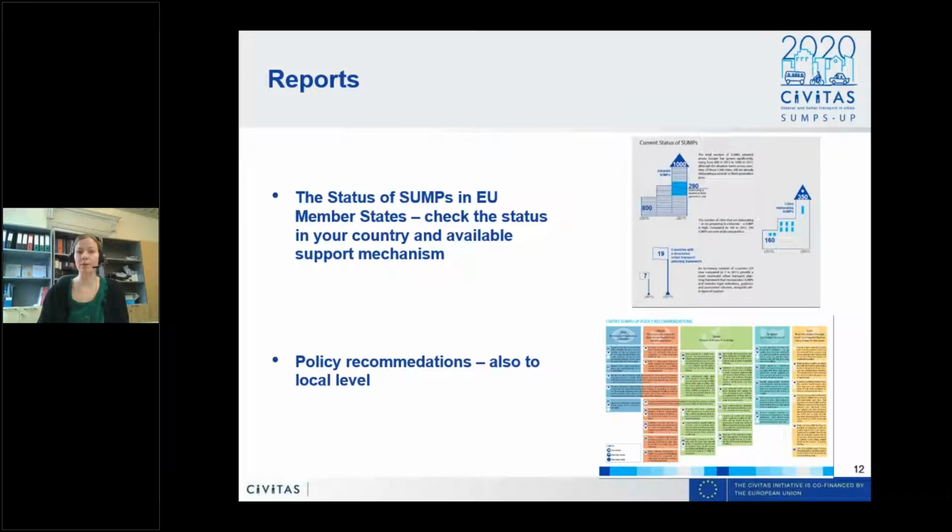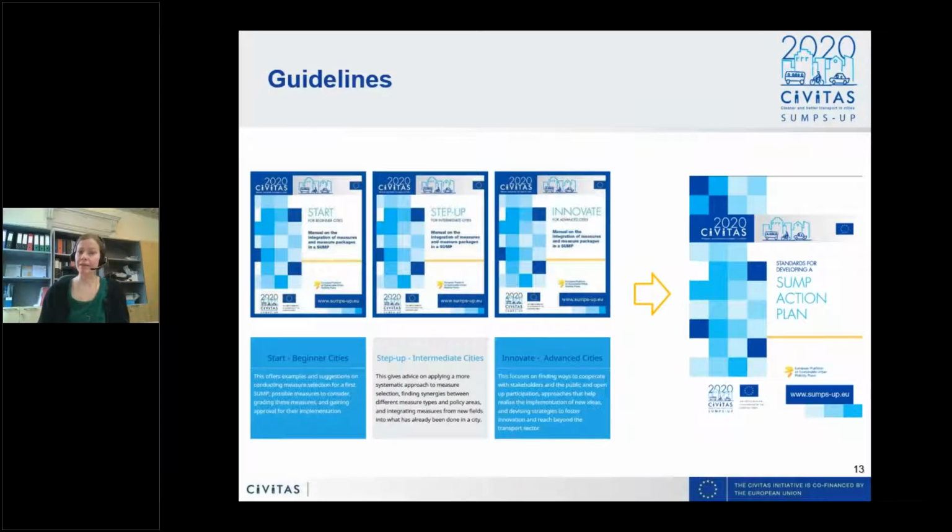And we have also developed policy recommendations. There are also targeted recommendations to the local level and local authorities. And then we have these guidelines, and you are lucky that you will hear today a bit more about these measure selection guidelines. They will be presented by Anna to you, but then we also have this action plan template, which will be the topic of the next webinar if you're interested, but they are already available on our website.